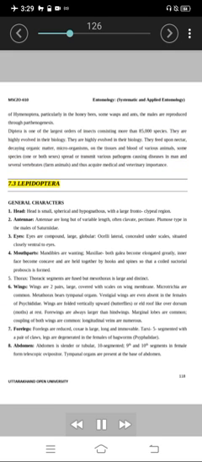7.3 Lepidoptera. General characters. 1. Head. Head is small, spherical and hypognathous, with a large frontoclypeal region. 2. Antennae. Antennae are long but of variable length, often clavate or pectinate, plumose type in the males of Saturniidae. 3. Eyes. Eyes are compound, large, globular, lateral, concealed under scales.